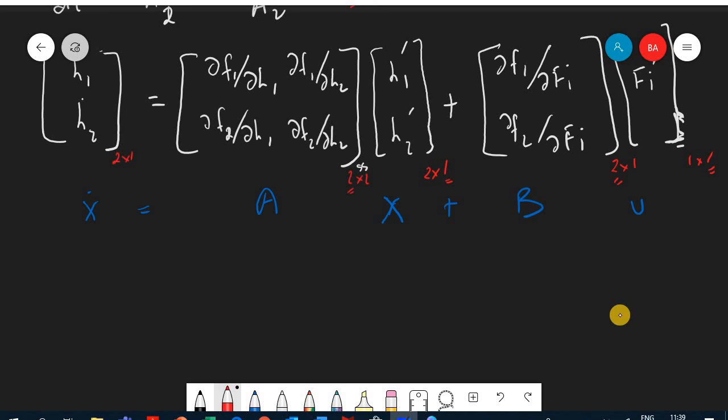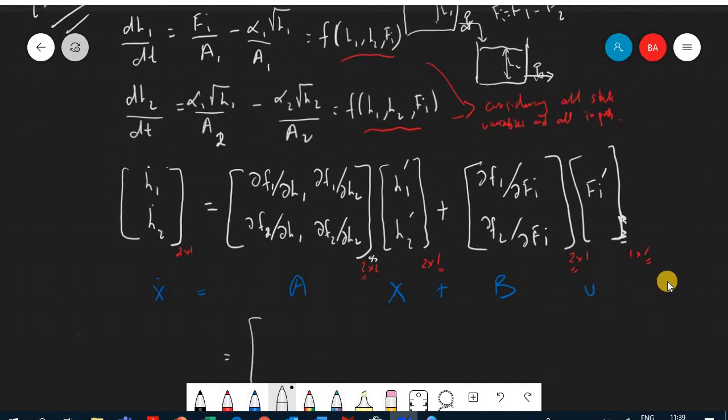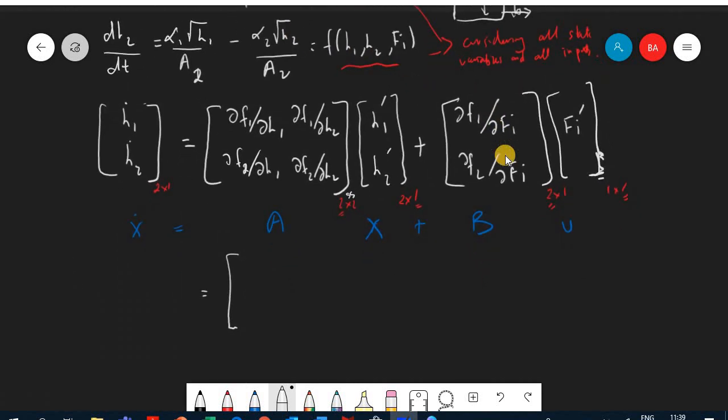We just need to substitute the values of df1 by dh1 and df1 by dh2. So you need to do this, which is not a great deal for me to do. But if you'd like to do it, we are going to do it. We have no problem at all. So df1 by dh1, if you go up there, in this case it will be 1 over 2 square root of h1 at steady state.